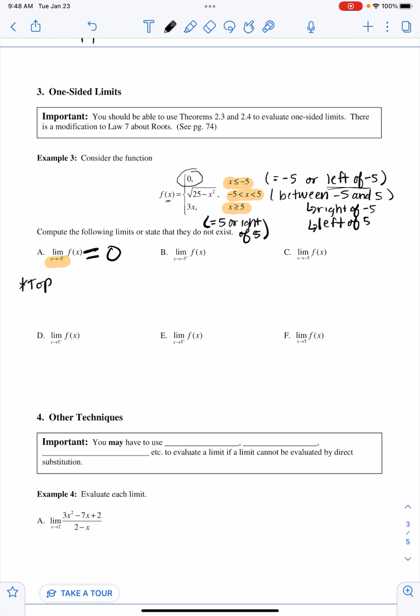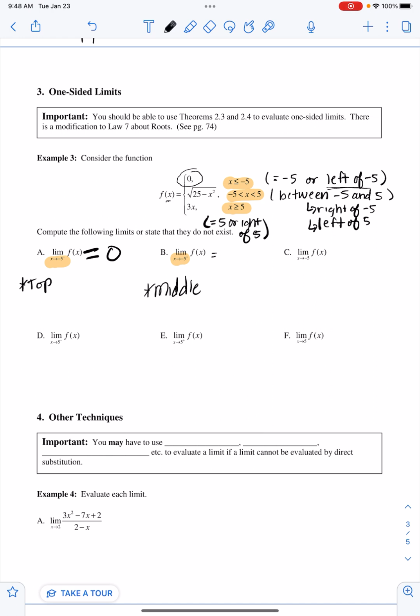Okay. All right, so the next one, we are looking at the right side of -5. So on the right side of -5, I need to see where that is. That looks like what we wrote for our middle formula. That's a formula that's valid for the right side. So go ahead and make that note.